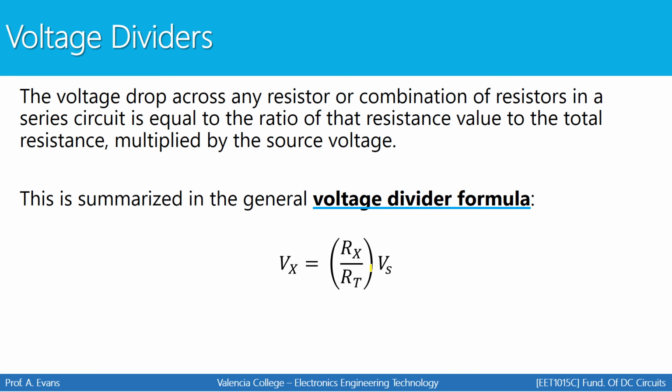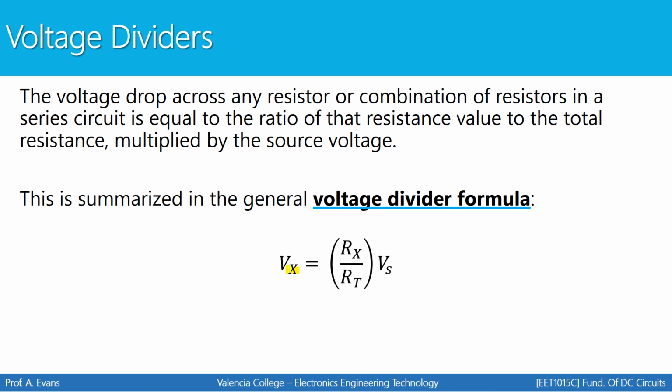So the voltage drop across any resistor or combination of resistors in a series circuit is equal to a ratio. And that ratio is the resistance value you want the voltage for divided by the total resistance you have for those elements in series. You take that ratio and you multiply by the source voltage, and this gives you what we call the general voltage divider formula, which you'll see on the screen. This formula basically means if I want the voltage for a specific resistor or a group of resistors that are in series, only for in series. You cannot use this rule for resistors in parallel.